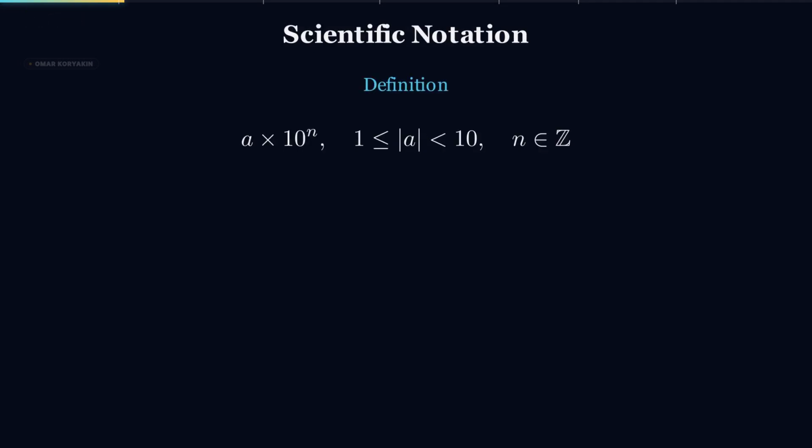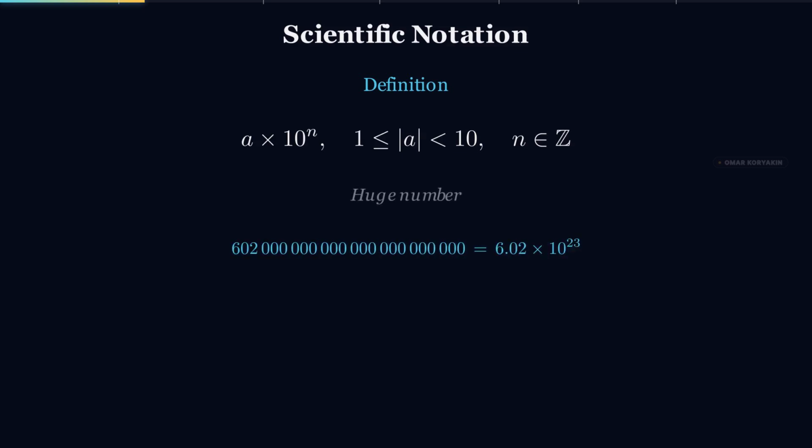A number is in scientific notation when it is written as a coefficient a multiplied by 10 raised to an integer power n. The coefficient must satisfy 1 less than or equal to the absolute value of a less than 10. The exponent n is any integer, positive, negative, or 0. The coefficient is the leading digit, followed by however many decimal digits the precision demands.